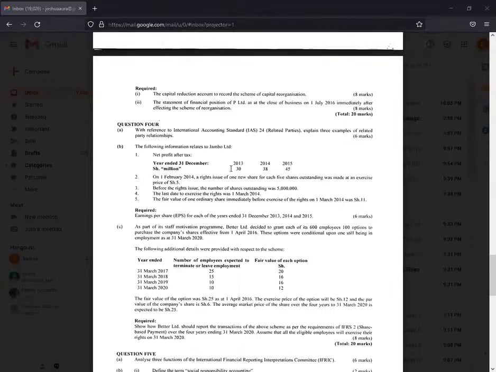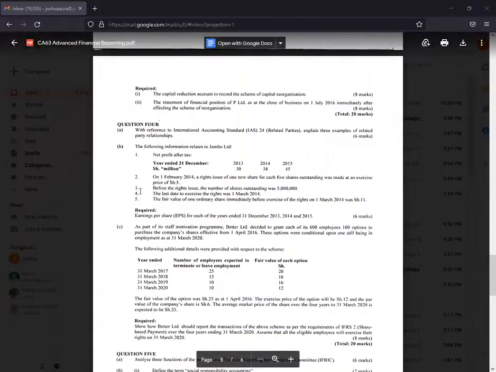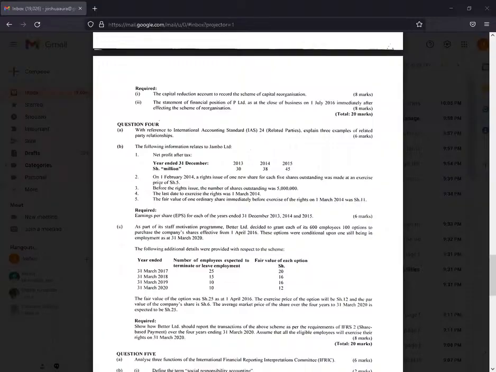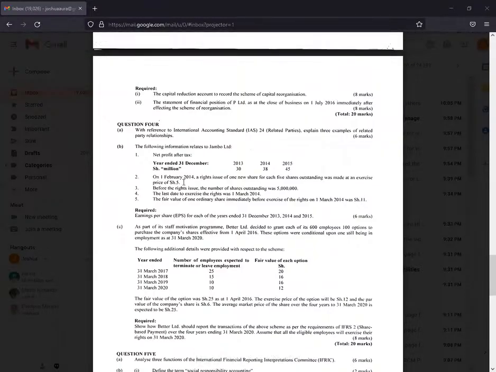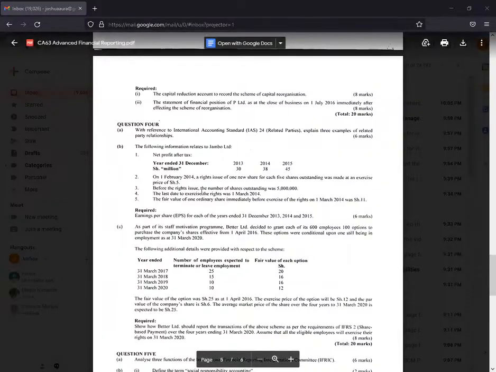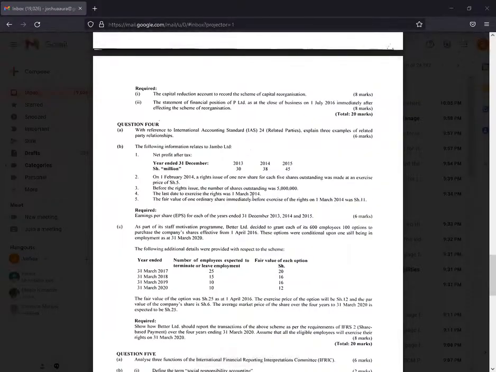I'll do 2 of them today. I'll do one which is for basic EPS and one which is for diluted. Today, you guys are very lucky. So I can see the net profits after tax for the 3 years. On 1st February 2014, a rights issue of 1 new share for each of the 5 shares outstanding was made at an exercise price of shillings 5. All right. Before the rights issue, the number of shares outstanding was 5 million. The last date to exercise the rights was 1st March 2014.